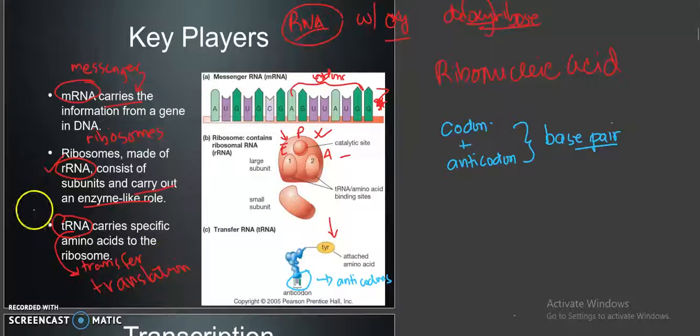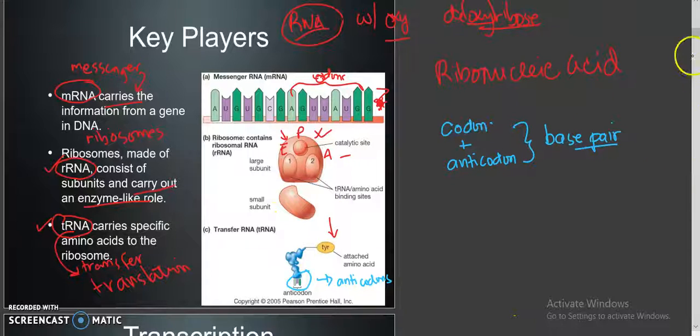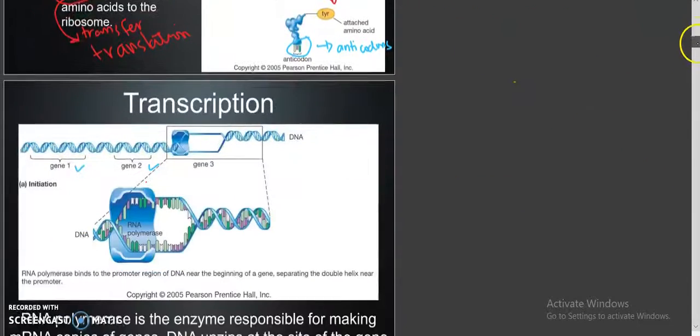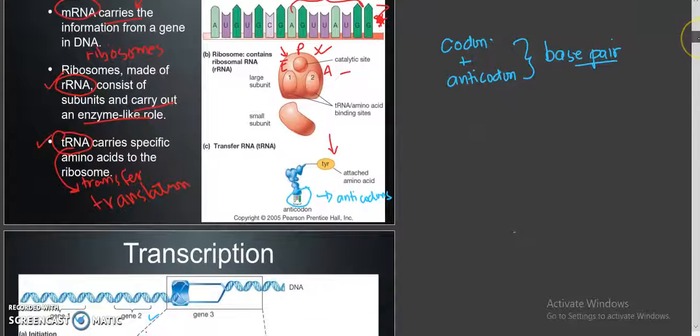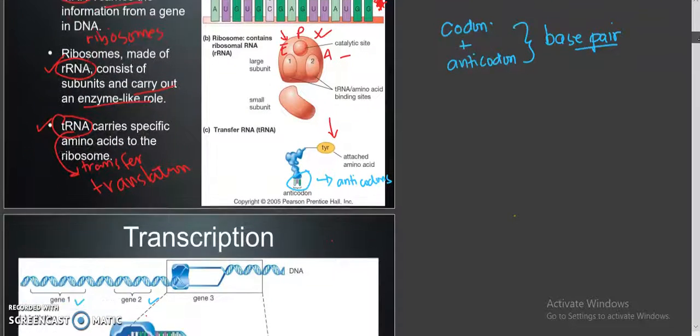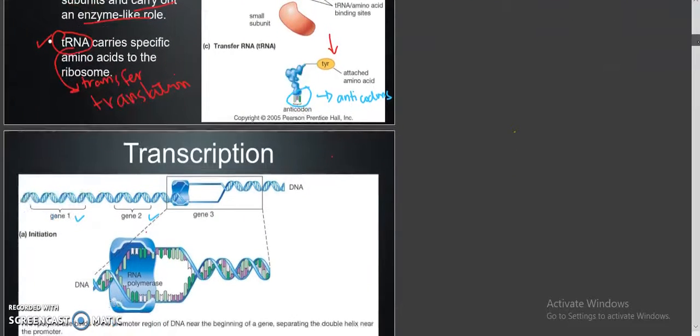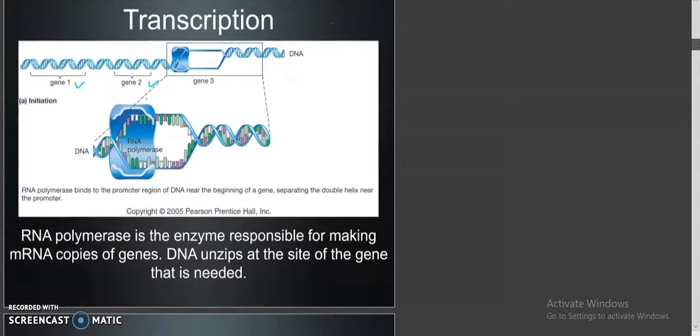And now the last part is the tRNA, which means the transfer RNA, or commonly known as the translation RNA, because it translates the DNA, the sequence mRNA, into available protein or amino acid. So let's go now to the transcription.